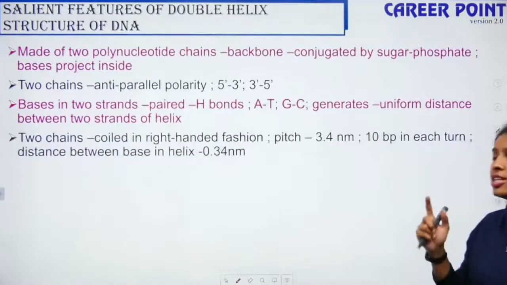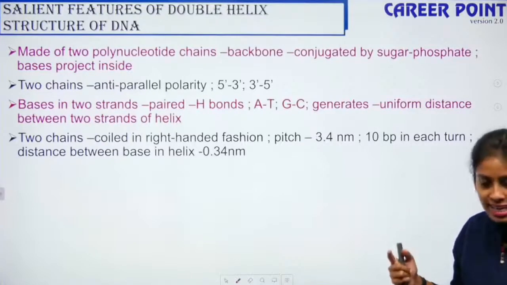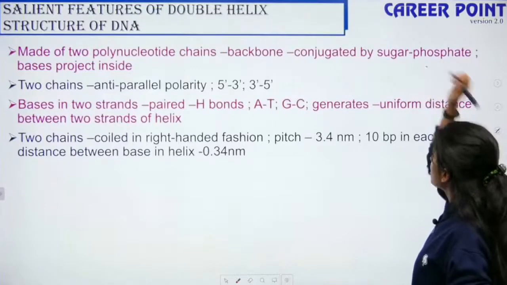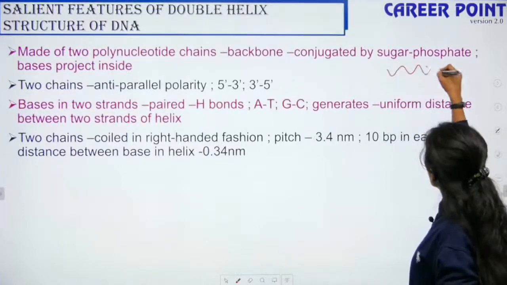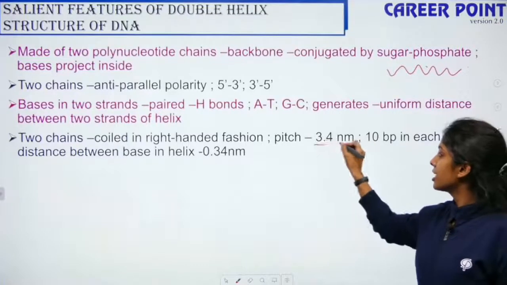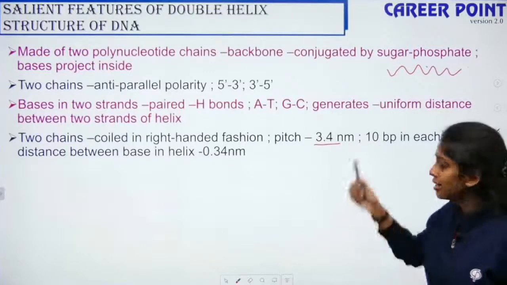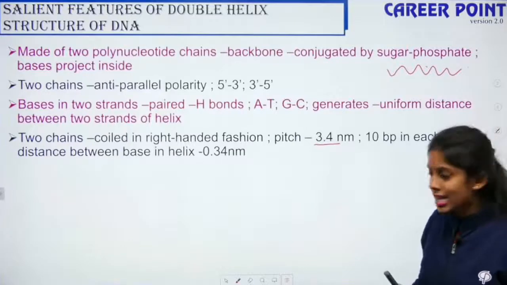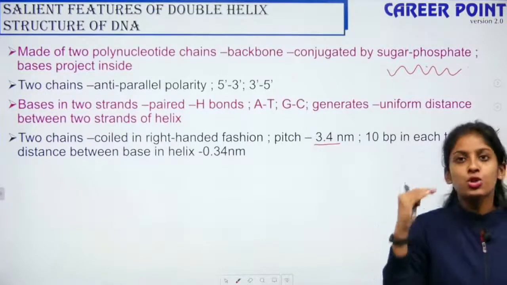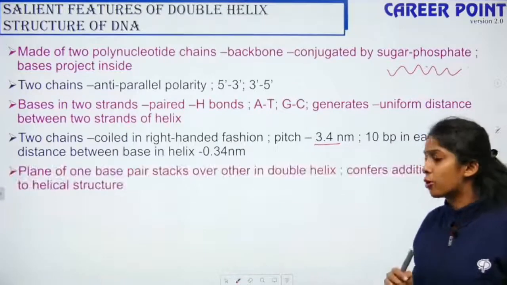Right? So the 2 chains are coiled in a right-handed helix, meaning the helix is in a right-handed fashion. So this is my right hand. If I draw like this, this is a right-handed helix. Okay. So the pitch, that is height, is 3.4 nanometer. That is 10 into 10 to the power minus 9 meter. So 10 base pairs in each turn and the distance between 2 nucleotides is 0.34 nanometer.